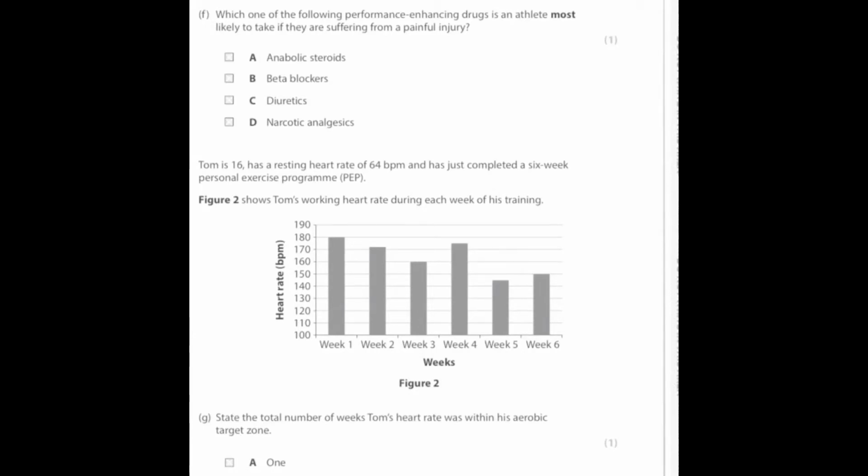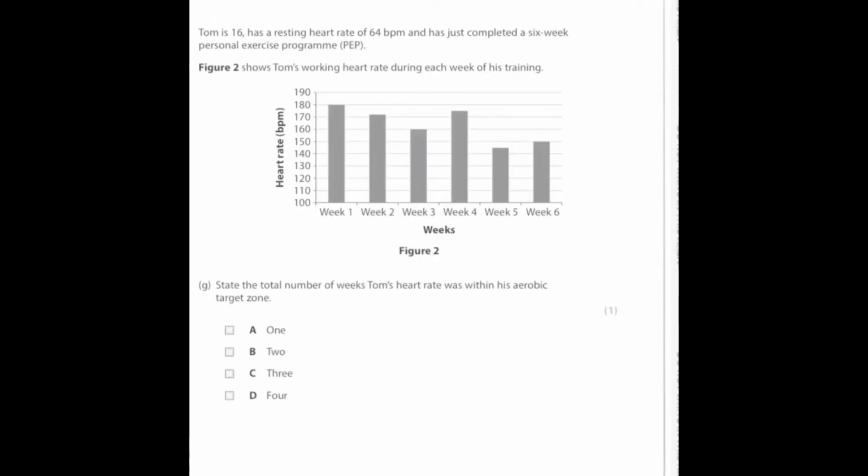is D. So the next question is, Tom is 16, has a resting heart rate of 64 beats per minute, and has just completed a 6-week personal exercise program. Figure 2 shows Tom's working heart rate during each week of his training. State the total number of weeks Tom's heart rate was within the aerobic target zone.